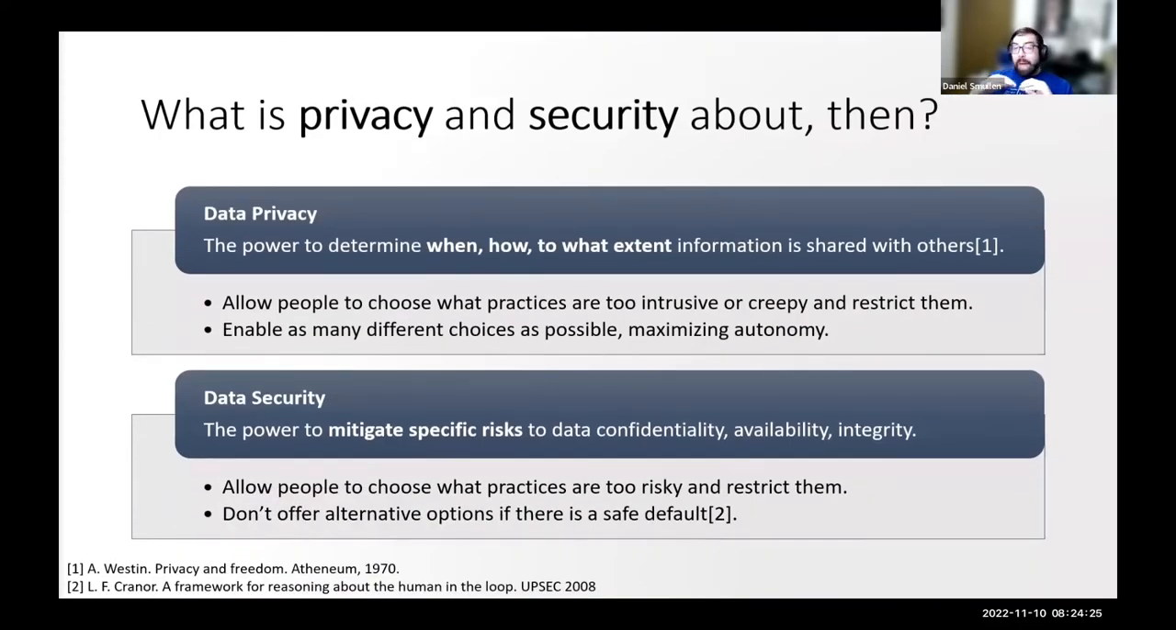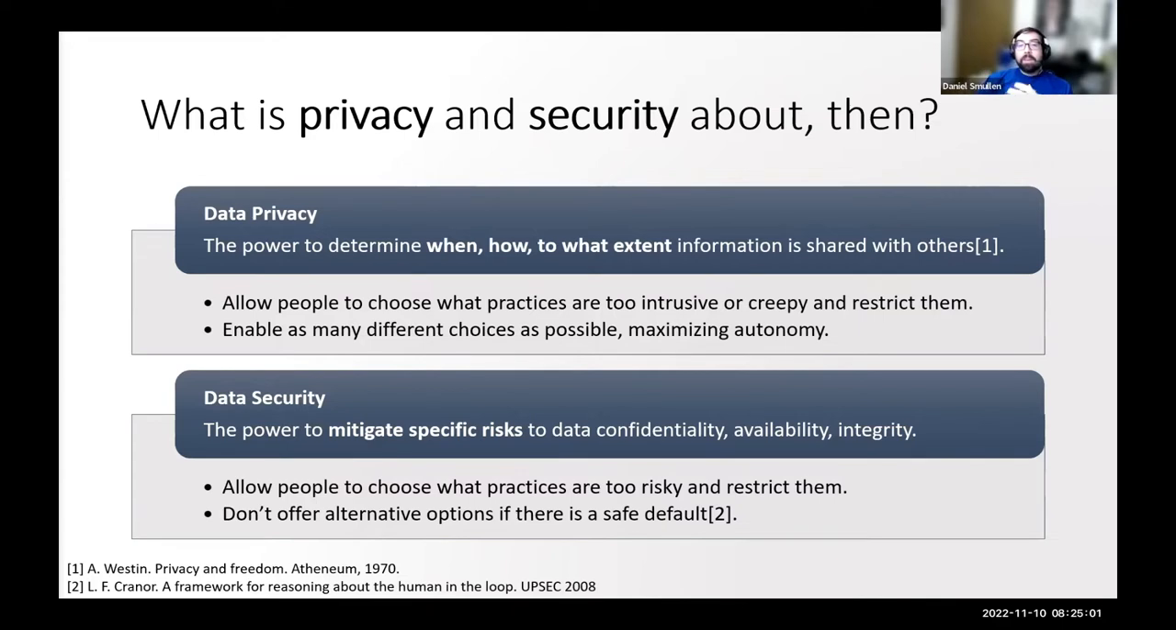So now let's back up for a second. It might seem strange that I'm introducing the definition of privacy and security now, but it's important because we need to get into the specifics a little bit, right? When I'm talking about data privacy, I'm talking specifically about the power to determine when, how, and to what extent information is shared with others, okay? So in theory, we want to allow people to choose what data practices are too intrusive and creepy and restrict them. Simple.